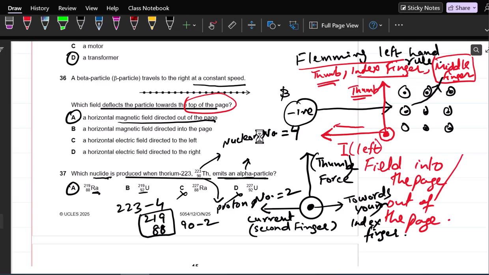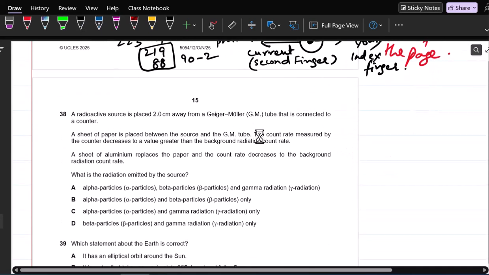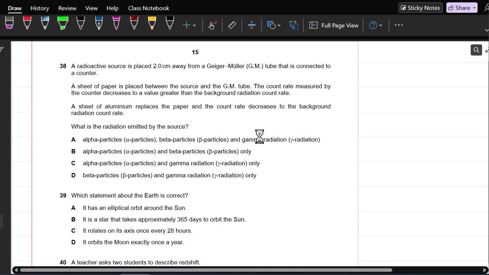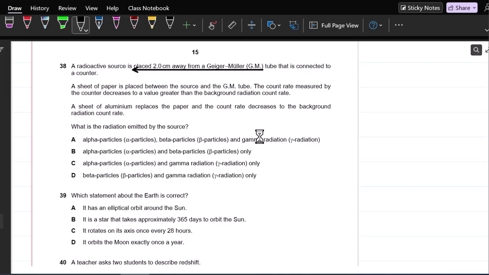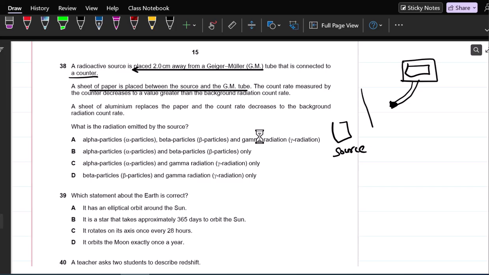So now we move towards question number 38. A radioactive source is placed 2 centimeter away from the GM tube that is connected to a counter. Okay, so you can say here we have a GM tube. Here we have reading or counter. A sheet of paper is placed between the source and the GM tube. So here we have a source, and somewhere here a sheet of paper is placed.